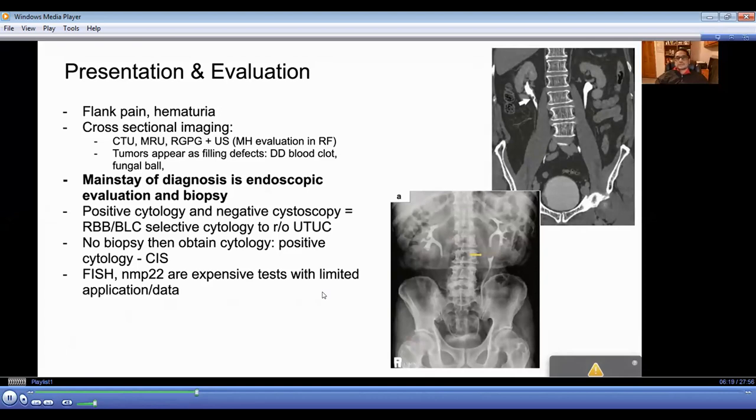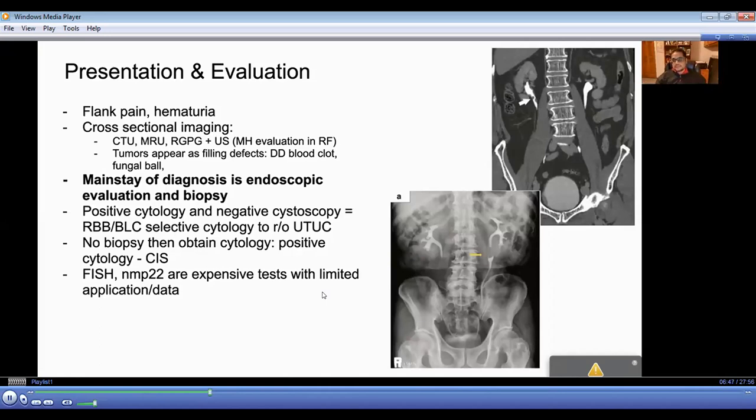So if you can see, you can see the filling defects as pointed out by the arrow on the CT urogram, delayed phase. And if you cannot perform cross-section imaging for any reason, then you should obtain an ultrasound along with retrograde pyelogram.